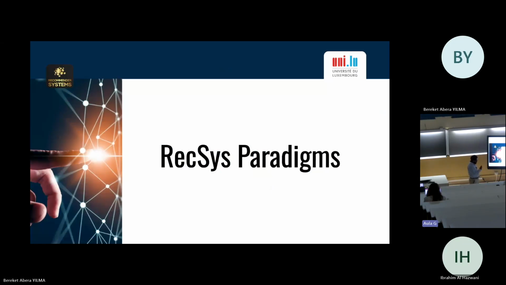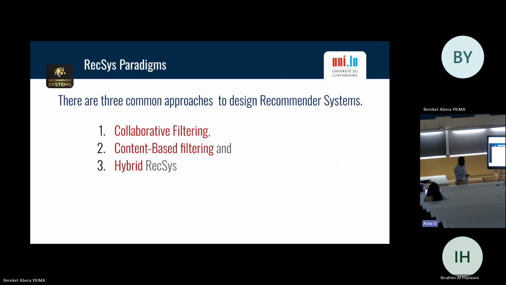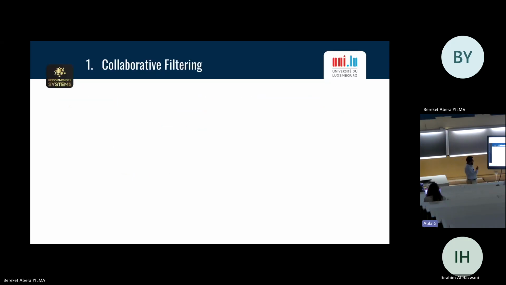Okay, so just a quick overview of what paradigms exist to actually do recommender systems. In the literature, we have three common approaches to do recommender systems. We have collaborative filtering, content-based, and hybrid approaches. I assume most of you are familiar with this, but we can just quickly go through each of them before we start talking about the human-centered approach.